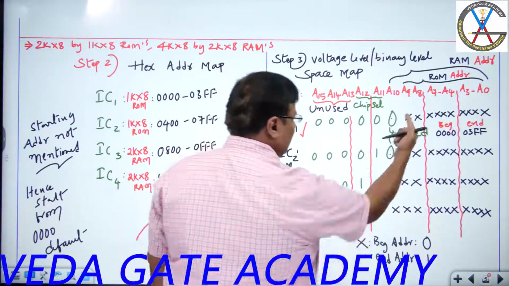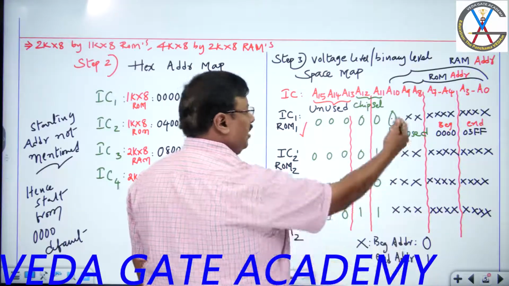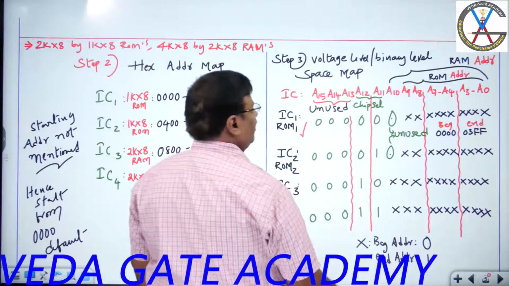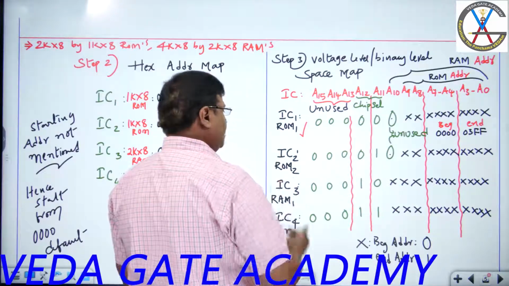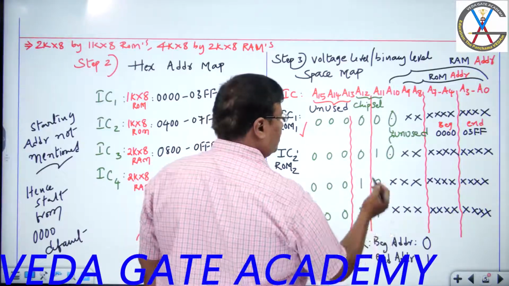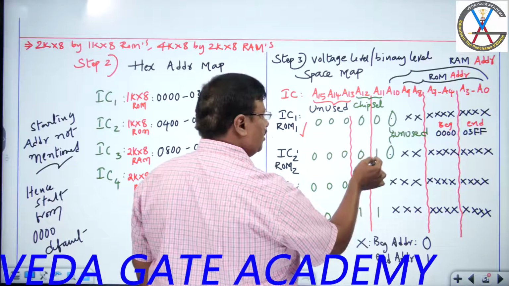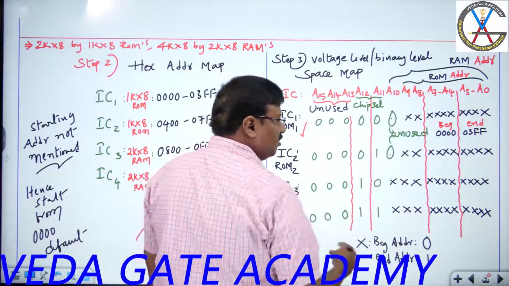Place x equal to 0, I will be getting 0, 0, 0, 0. Place x equal to all ones, then I'll be getting 0, 3, FF. Are you clear? Yes. Second IC case: keep x equal to 0, again for the beginning address. But this is 1 here. So 1 triple 0 is 8 now.